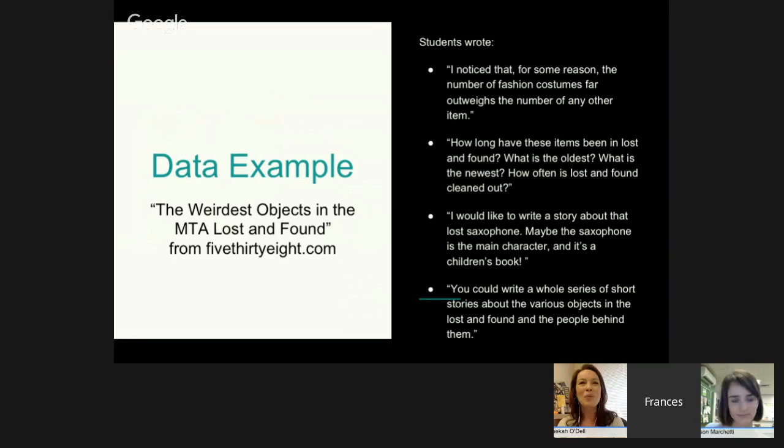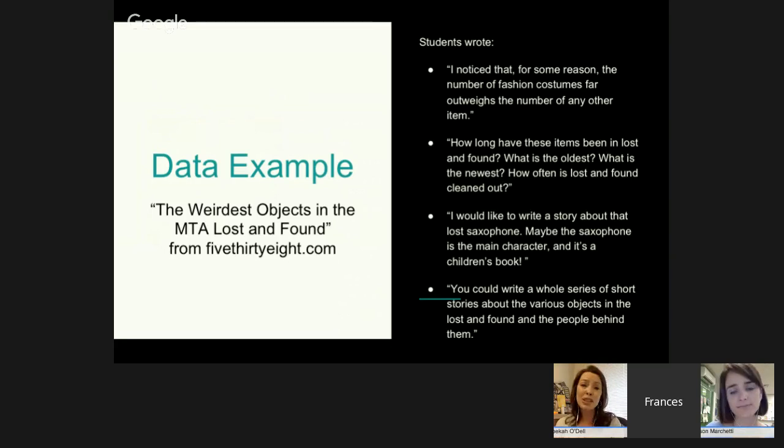So that student was imagining ways that this could spark bigger pieces of writing. Or you could write a whole series of short stories about various objects in the Lost and Found and the people behind them. I love that suggestion from a student. It reminded me of Edgar Lee Masters and Spoon River Anthology, those poems that are all about people in a small town. And their version of that would be all stories of people or objects that were lost in the MTA Lost and Found.